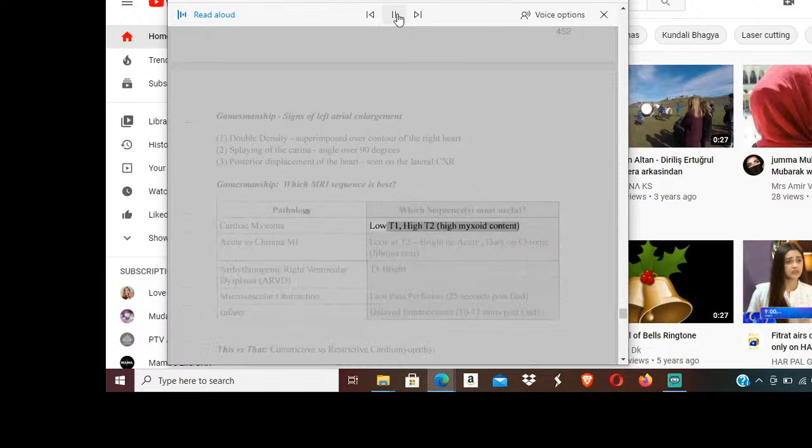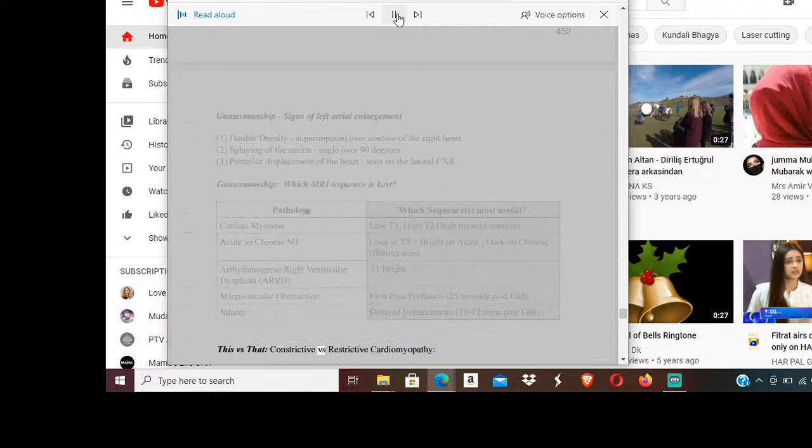Cardiac myxoma: low T1, high T2, high myxoid content. Acute vs chronic MI: look at T2, bright in acute, dark in chronic fibrous scar. Arrhythmogenic right ventricular dysplasia, ARVD: T1 bright. Microvascular obstruction: first pass perfusion, 25 seconds post-gadolinium. Viability: delayed enhancement, 10 to 12 minutes post-gadolinium.